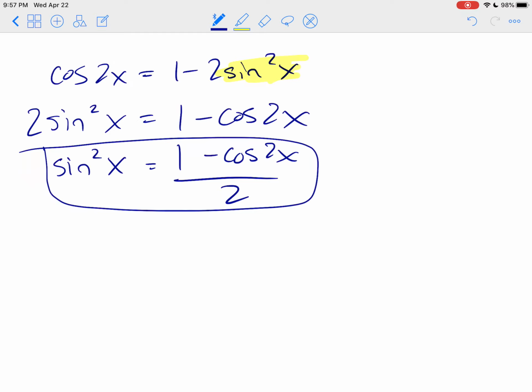It's called the power reducing formula because we started with something that was sine squared, and now we have something that is actually just cosine of x.